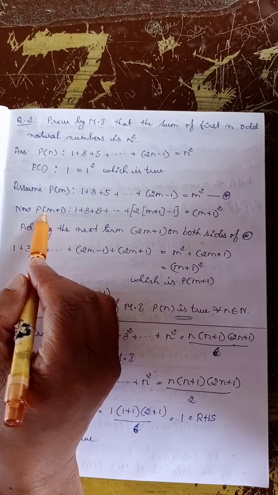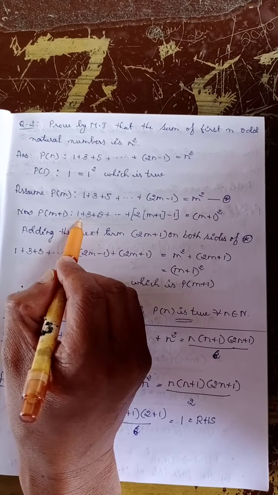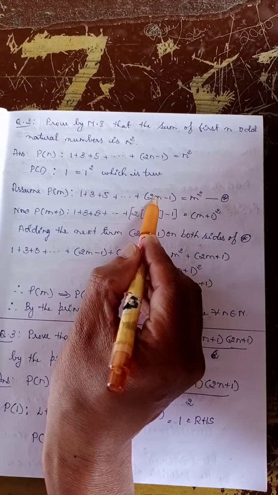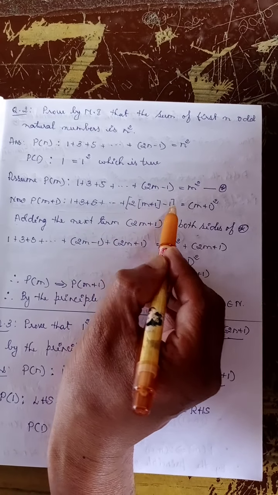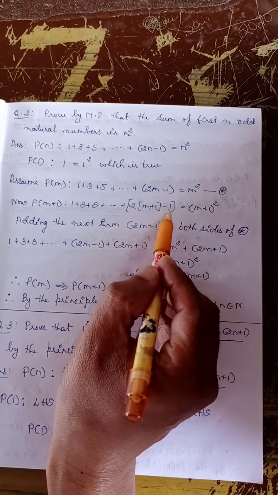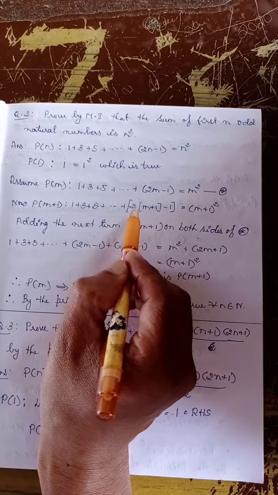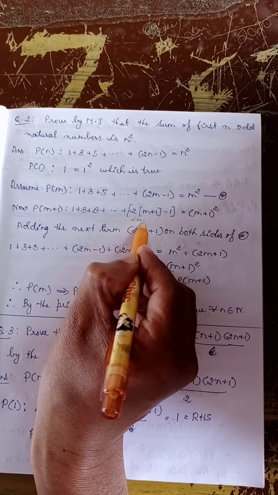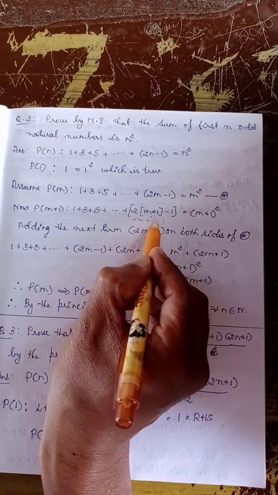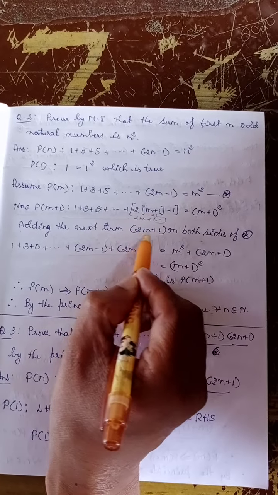Now also assume p of m plus 1. Wherever m is there, we put m plus 1. That is 1 plus 3 plus 5 plus etc. plus 2 into (m plus 1) minus 1 is equal to (m plus 1) the whole square. Now what is the next term? The next term will be 2 into (m plus 1) plus 1. Multiply this: 2m plus 2 minus 1 plus 2 is 2m plus 1. Therefore the next term is 2m plus 1.